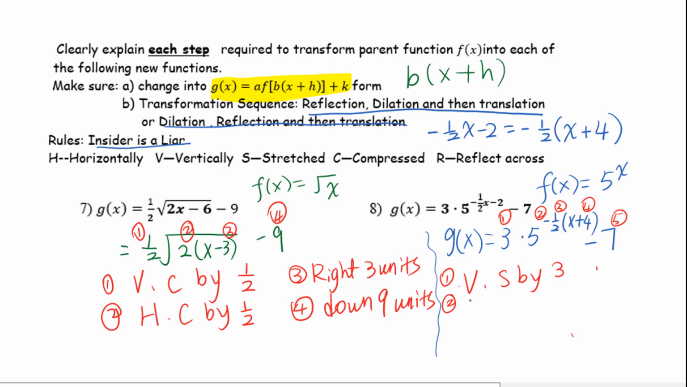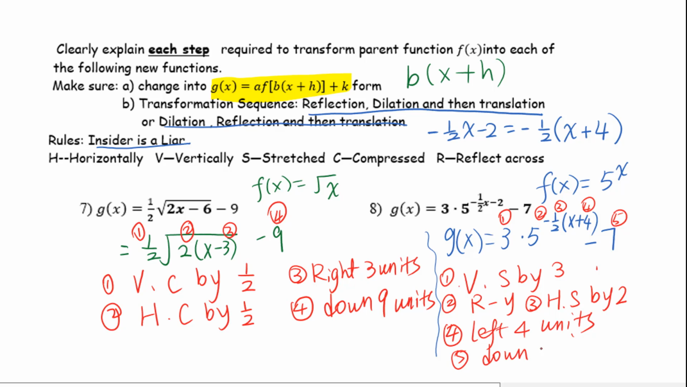Second step, reflect across the y-axis because this negative sign is related with x. The third step is a horizontal stretch by a factor of 2. The fourth step, translate to the left 4 units. The fifth step is translate down 7 units.